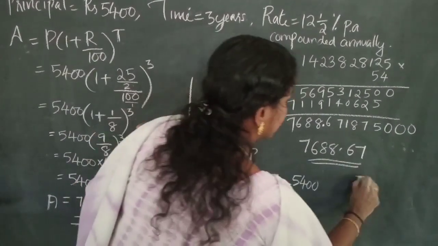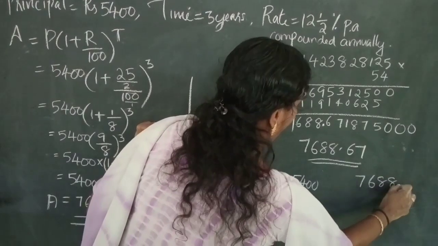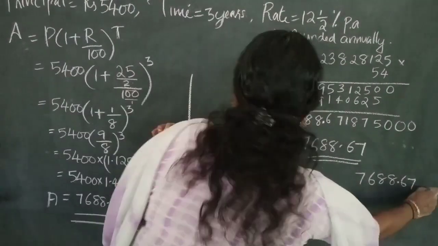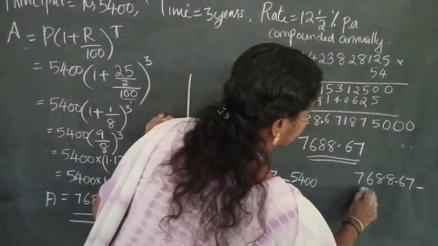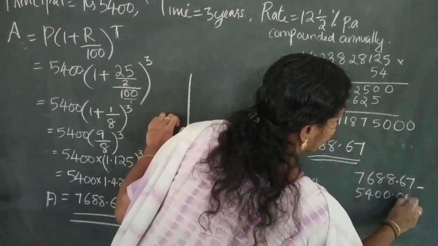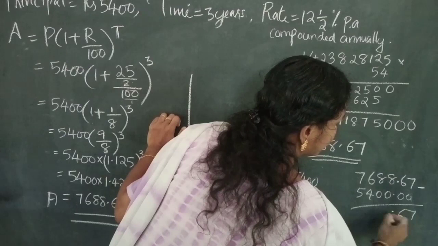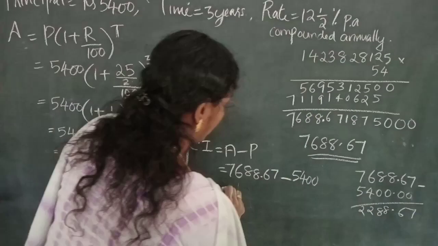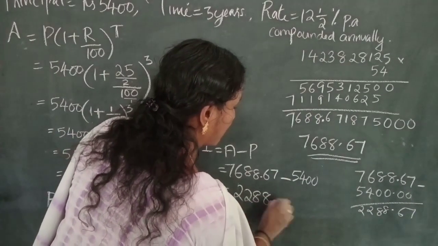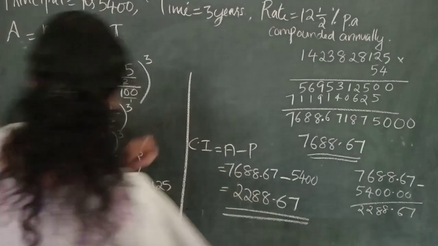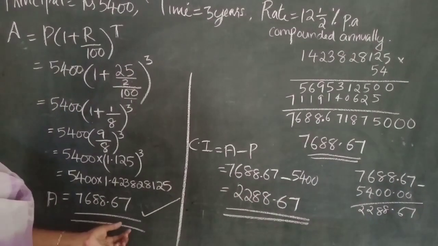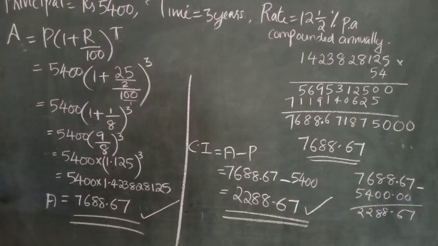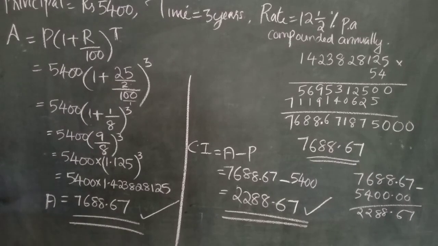So subtracting 7,688.67 minus 5,400. So 2,288.67. So your amount is 7,688.67 and the compound interest is 2,288.67.